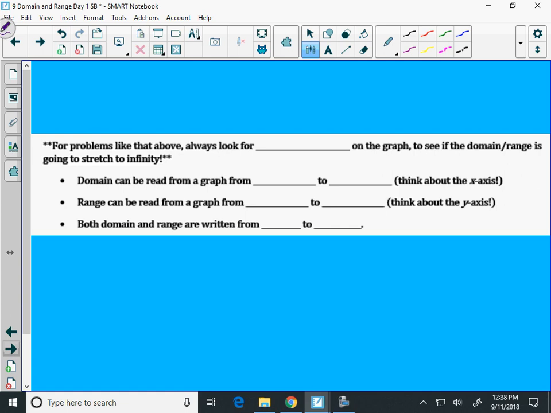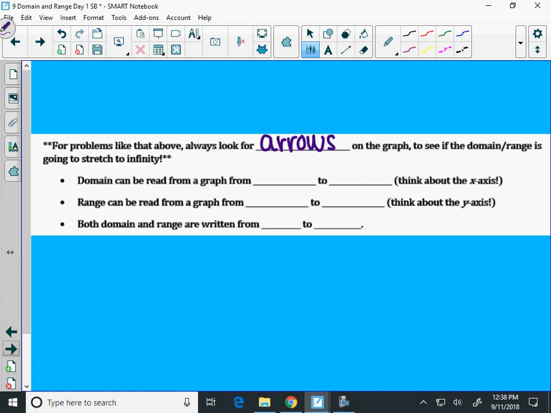All right. For problems like what we just did, I just want to remind you to always look for arrows on the graph. If there's an arrow, there will be an infinity somewhere in your domain or your range. When you look at domain and range on a graph, these are just reminders, but they're important because there's always going to be someone who makes this mistake.